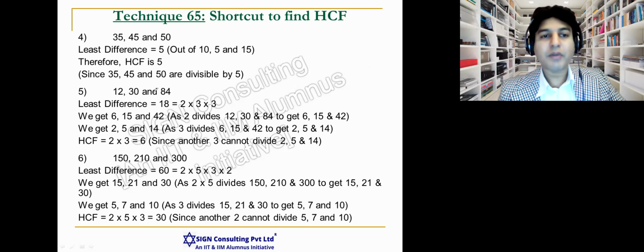Now let's look at another problem. I have to find the HCF of 12, 30 and 84. Again here, I know that the least difference is 30 minus 12, which gives me 18. 18 is the least difference. And do you agree that this number 18, I can express as 6 into 3? In fact, I can also express it as 2 into 3 into 3. So I'm taking it as 6 into 3.